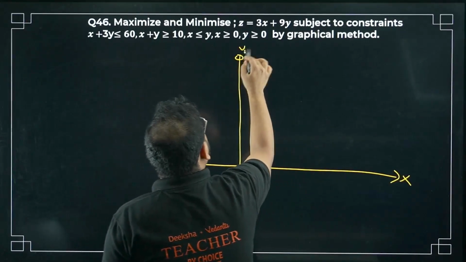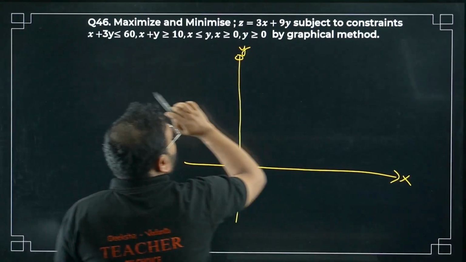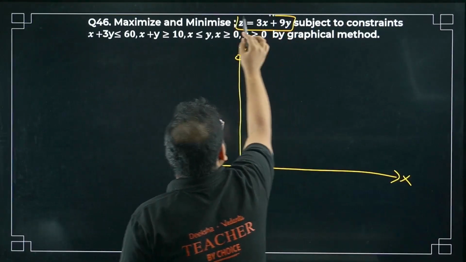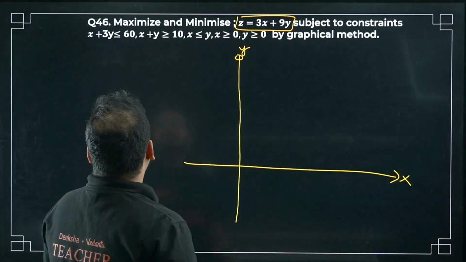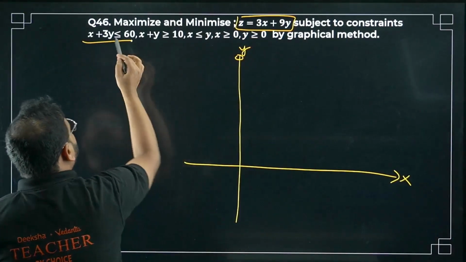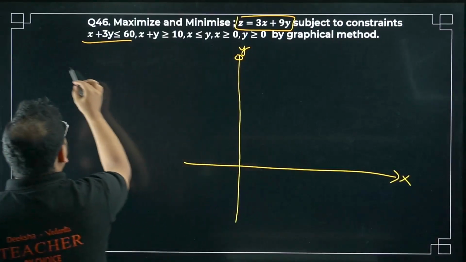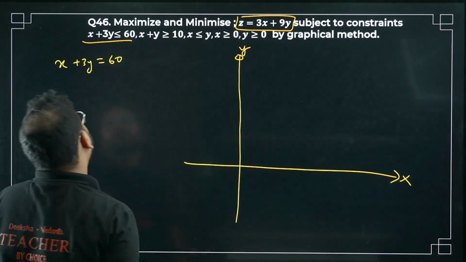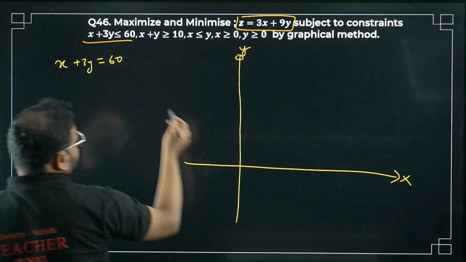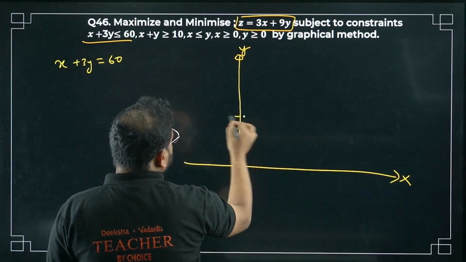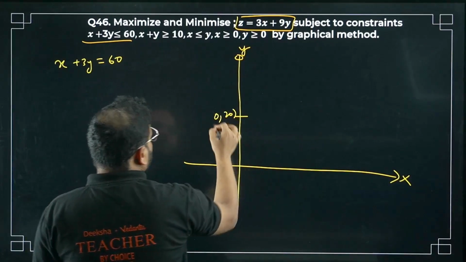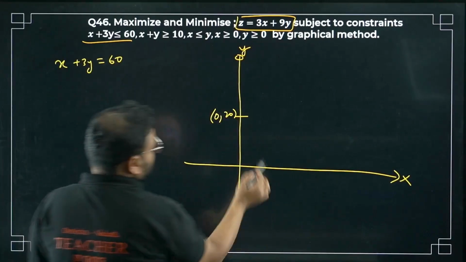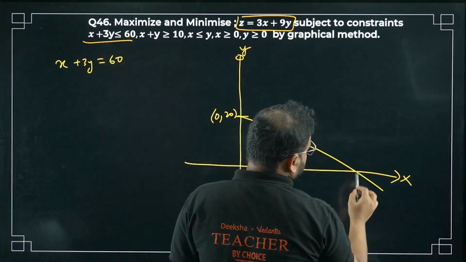So what we have, the first curve. Check here. This is your objective function. 3x plus 9y is the objective function. So your first curve is over here. x plus 3y equal to 60, you put here without the inequality. When x is 0, y is 20. When y is 0, x is 60.